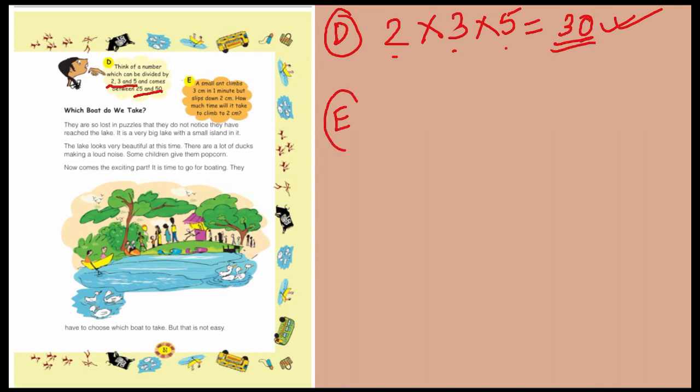Next. A small ant climbs 3 centimeter in 1 minute but slips down 2 centimeter. Okay, for this let us draw.